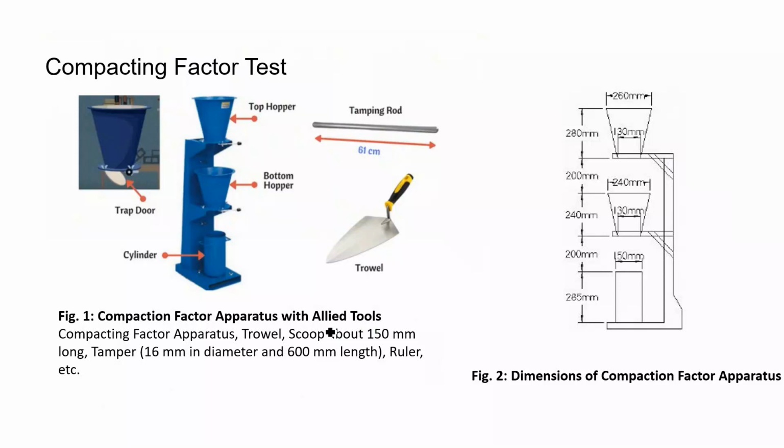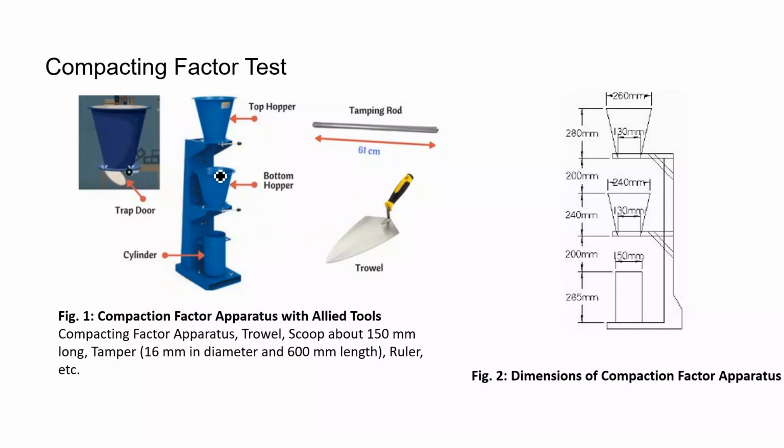Now, if we talk about the compacting factor test, in this test the freshly mixed concrete is placed on the top hopper. So, this is the instrument which is used to define the compaction factor value. In this instrument, it can be seen there are 2 hoppers, top hopper and bottom hopper, and in the bottom there is a cylinder. The freshly mixed concrete is poured in the top hopper. There is a trap below the top hopper. When the trap is opened, all the concrete gets into the bottom hopper.